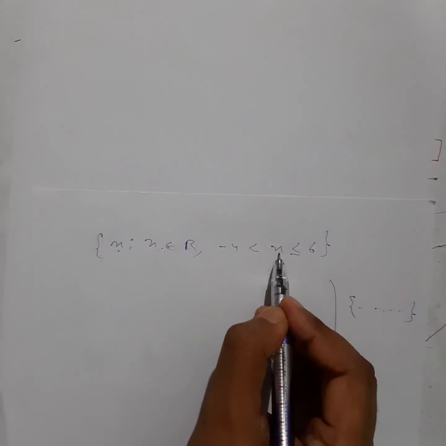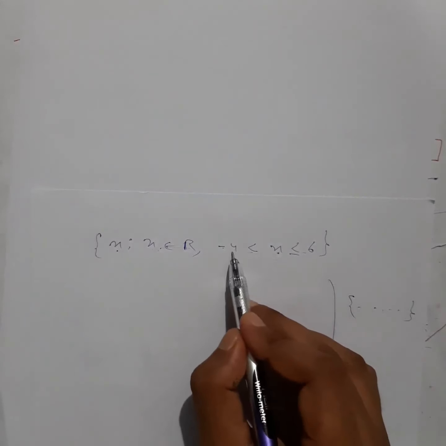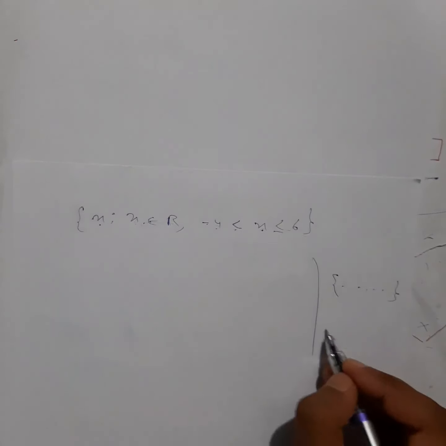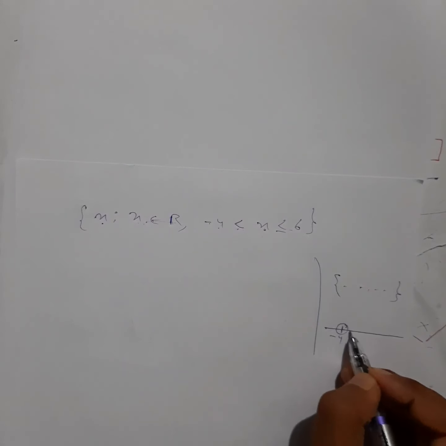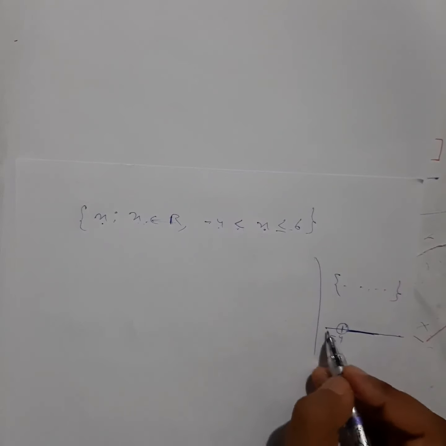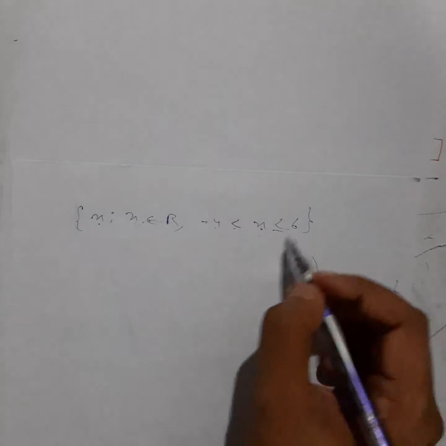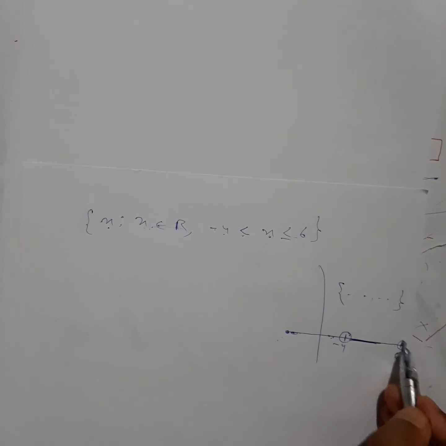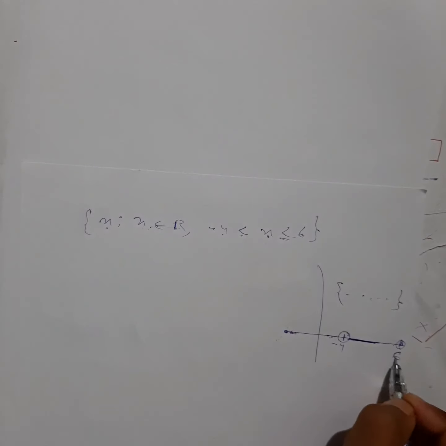But see, they have given a restriction. X you have to take only between minus 4 and 6. Now minus 4 is not an element. X will be greater than minus 4. If I take a number line, this is minus 4. So x will be greater, which means the elements will be here up to 6. Okay, I have to draw 6 on the other side. See, this is 6, positive 6, right? So 6 also is an element. You can see x is equal to 6 or less than 6. So 6 is also an element here.